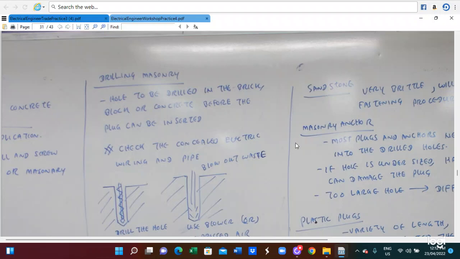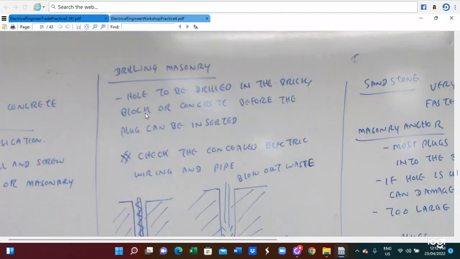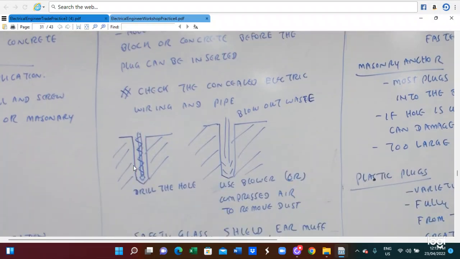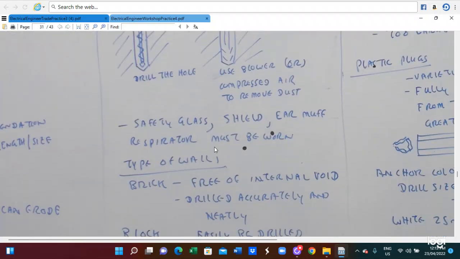So this is drilling of masonry type. In this case, we have to drill the hole in the brick block or concrete before the plug can be inserted. We drill the hole and then check for concealed electric wiring and pipes. After we drill, we have to blow out the waste, using a blower or compressed air to remove the dust. Safety glasses, ear muffs, or a respirator must be worn.